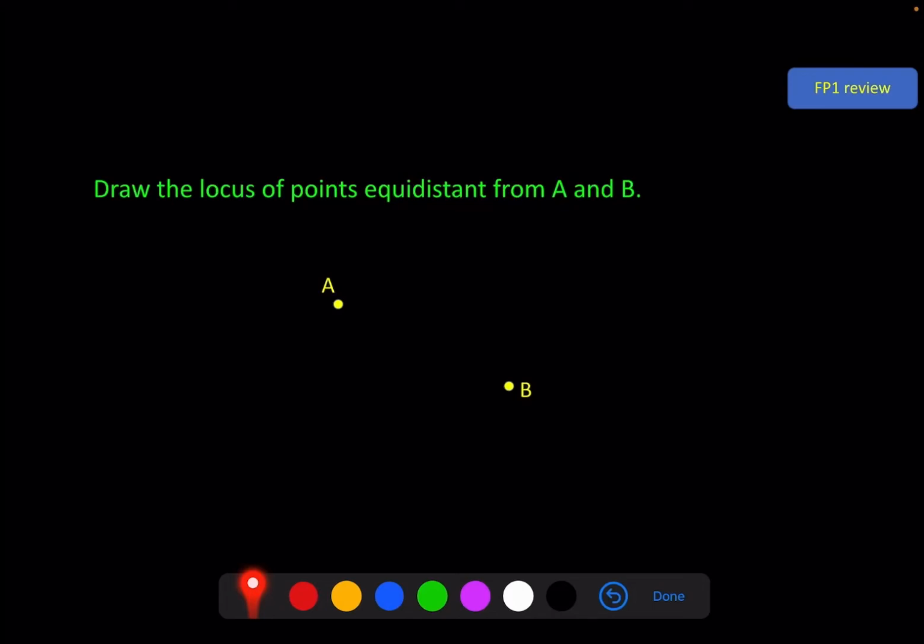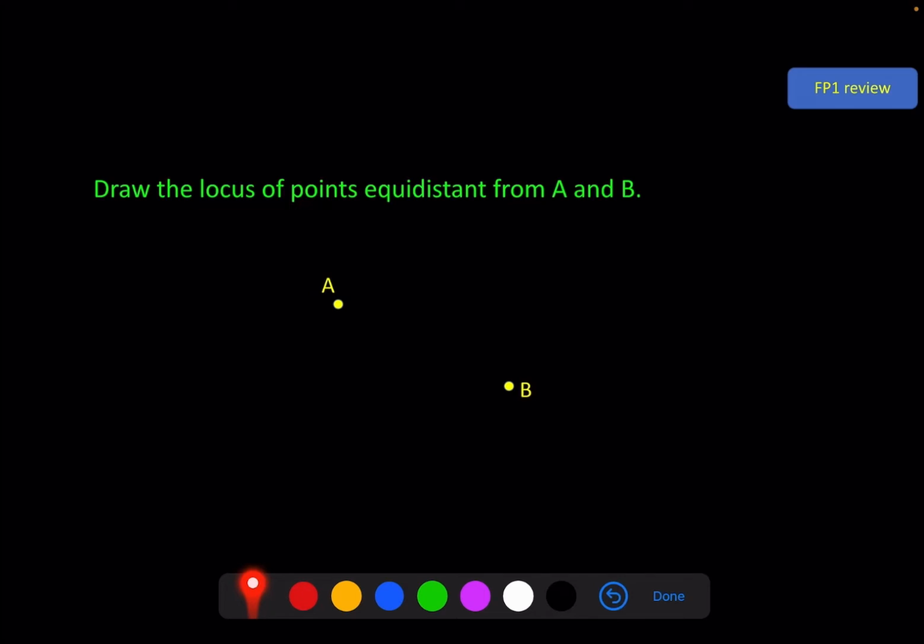Hello and welcome to the second video of the FP1 chapter Coordinate Systems. On the screen, a starter to help you review an idea that we will use in this video. Draw the locus of points equidistant from A and B. Pause the video and give this a go now if you've got time.